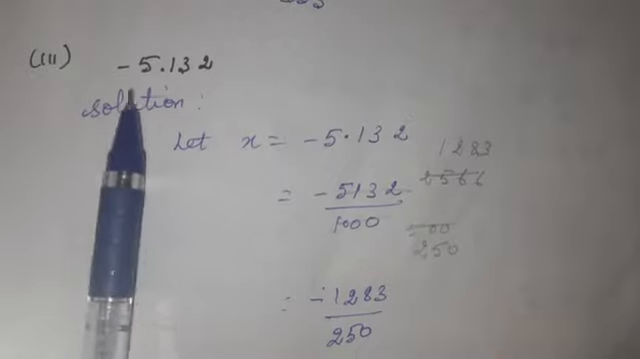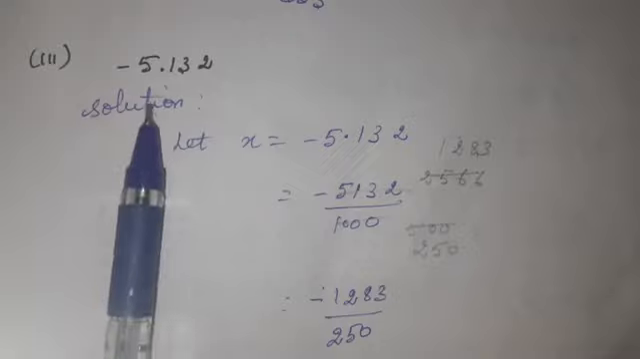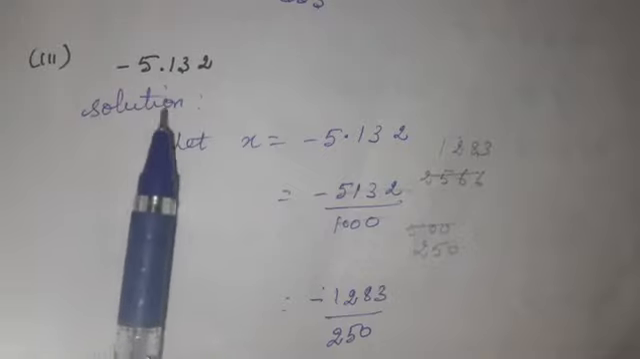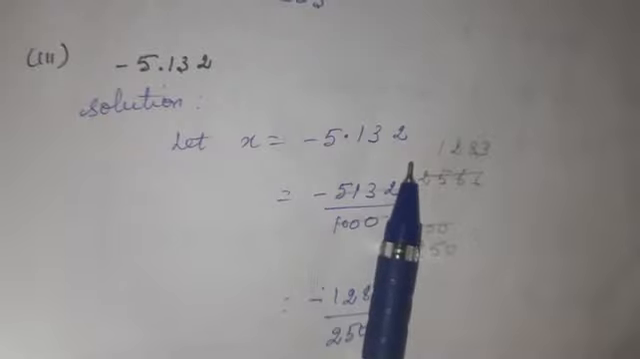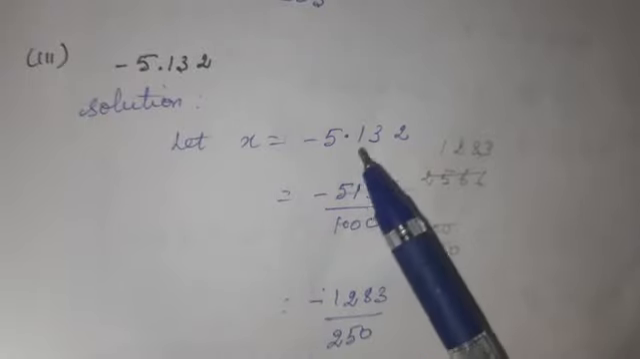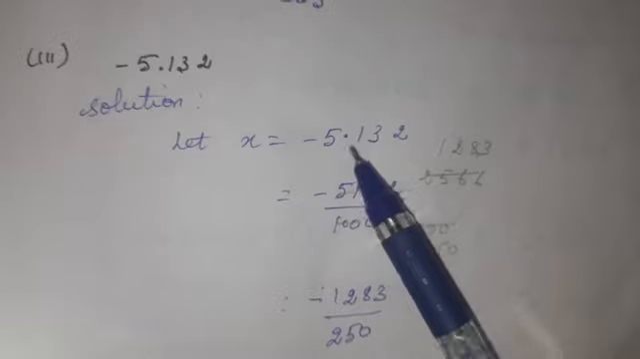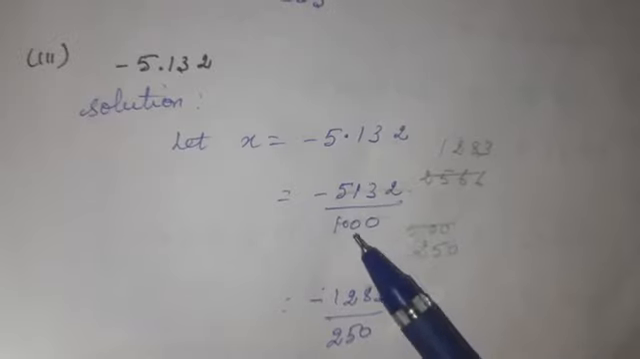Third question, minus 5.132. In this question, they have not given the bar. First of all, the given question is, you should take x is equal to minus 5.132. Here, listen, a decimal is given. I want to remove the decimal. For that I am dividing by 1000.